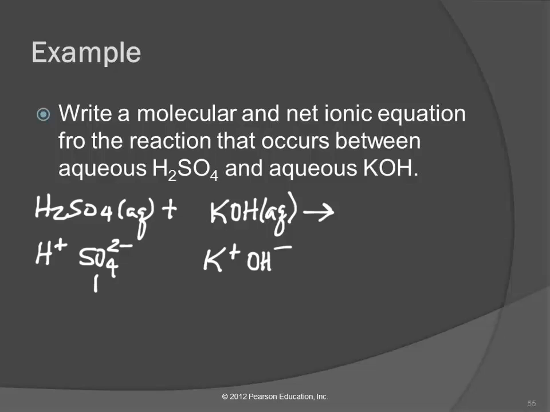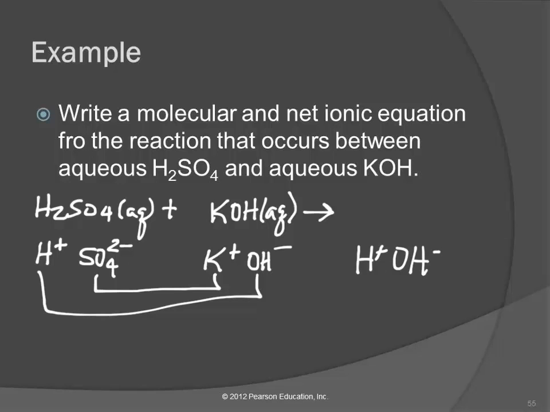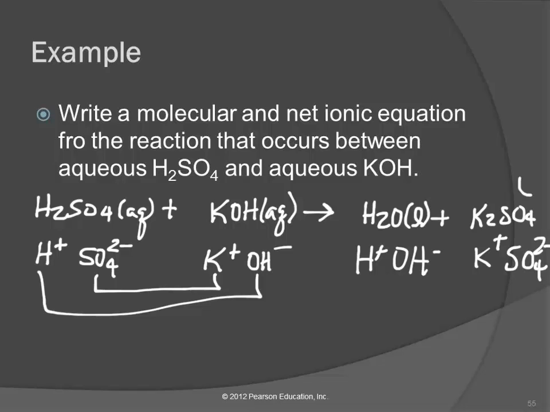So we're going to take these and swap partners. And here we've got the H plus with the OH minus, and we've got the SO4 2- and the K plus. So the H plus and the OH minus are going to make water. And the state of water is a liquid. K plus, SO4 2-, we need 2 of the potassiums to balance the charge. I ran out of space.